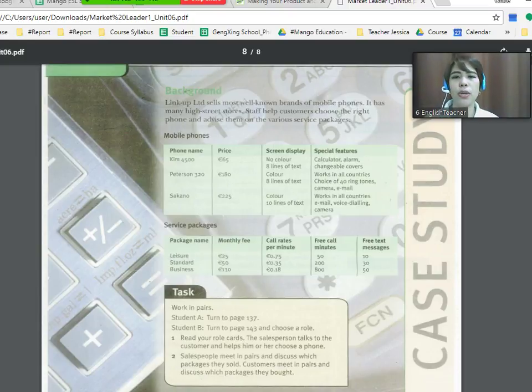Now, you are going to choose as part of your task, but you're not going to answer with one word. You have to explain why, and you have to tell me the reasons why you chose this certain and specific product. Is it because of the special features? Is it because of the free calls, free texts, or because the monthly fee is cheap? So I'm going to give you 5 minutes to do it, and I'll get back to you to ask for your answers.